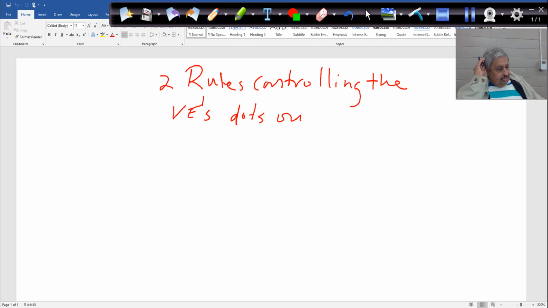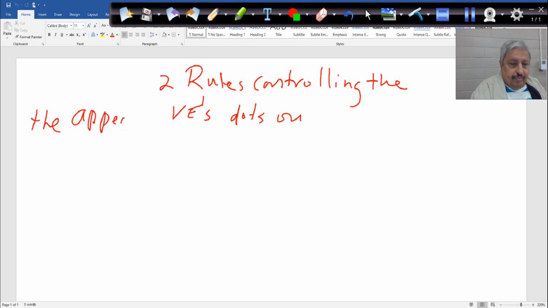Controlling the appearance of Lewis dots.